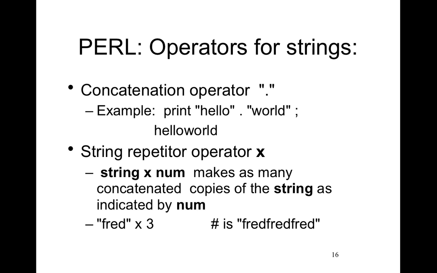The string repetition operator is the X. So string X number. Let's say string X 5, you have 5 Bobs: Bob, Bob, Bob, Bob, Bob. Fred times 3 is Fred, Fred, Fred. In this example, it copies a string as many times as the number indicates. Why do you want that?